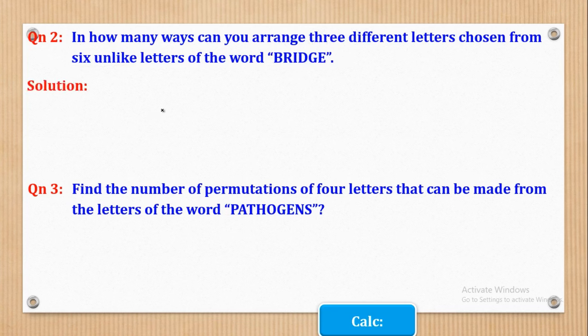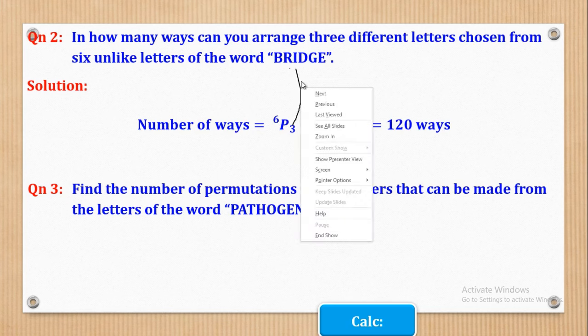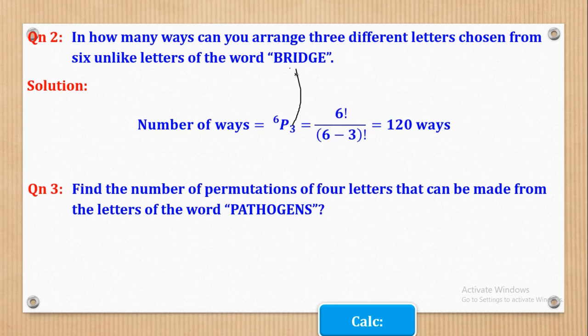Therefore, as long as you see the word arrange, just know it is permutation. So the number of ways will be 6 permutation 3, because 6 is the total, then 3 is the objects we are picking to arrange. Of the 6, you only need 3. Now this one, like we said, will be 6 factorial over 6 minus 3 factorial to give you this.